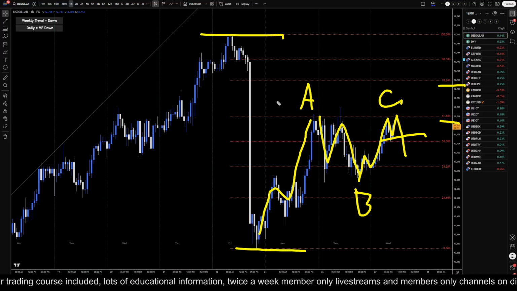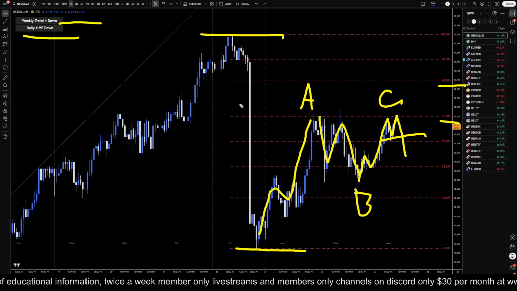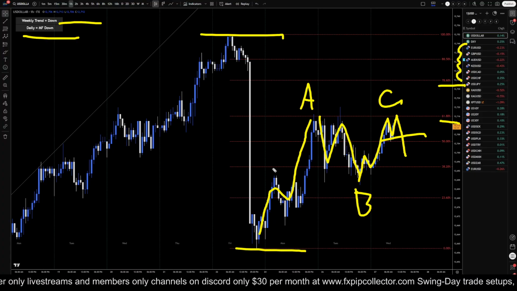If that is the end of a crescent, then it's probably going to continue the higher time frame, weekly and daily time frame downtrend, which you would want to trade all these dollar pairs according to this US dollar analysis.